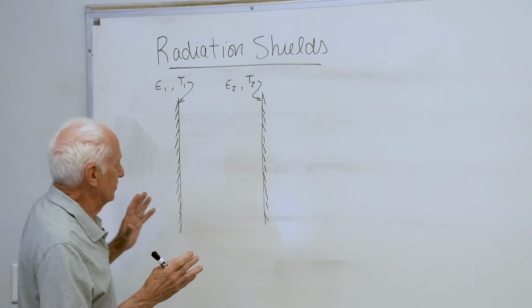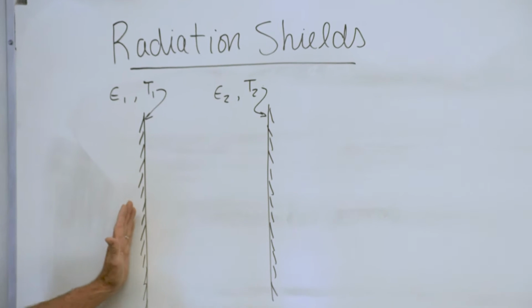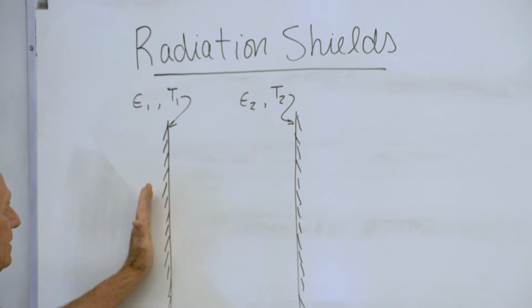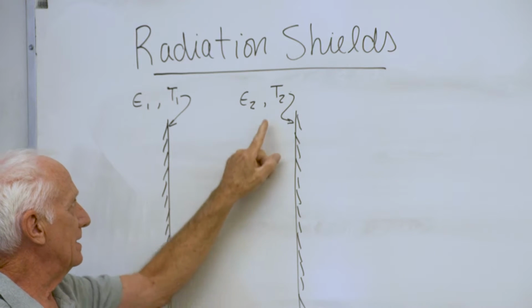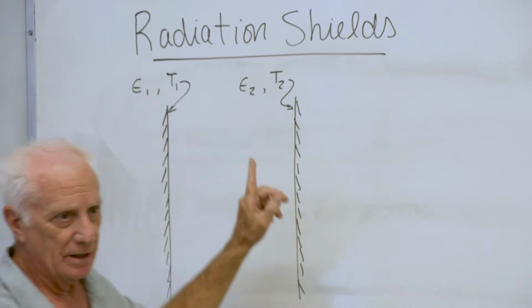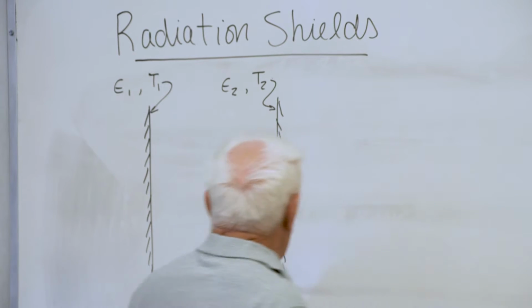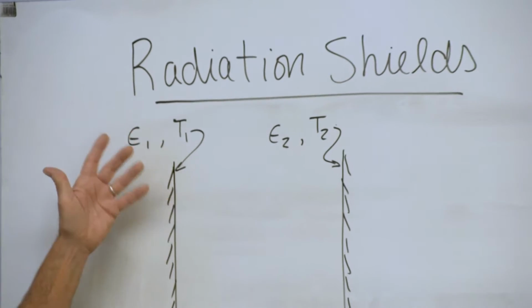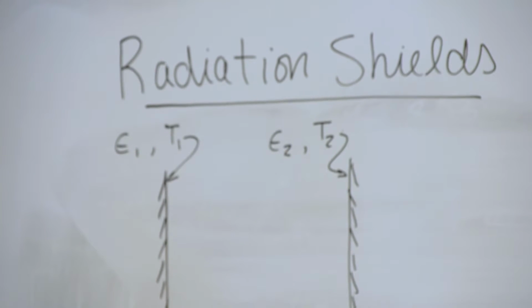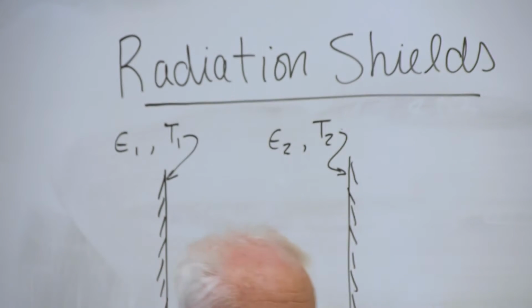Let's take 2 surfaces, very large surfaces, planar surfaces. Left temperature T1, emissivity epsilon 1. The right side temperature T2, emissivity epsilon 2. And of course, we'll assume one is really warm, one is cooler. So let's just say T1 is hot and T2 is cold. They're exchanging radiation heat transfer.